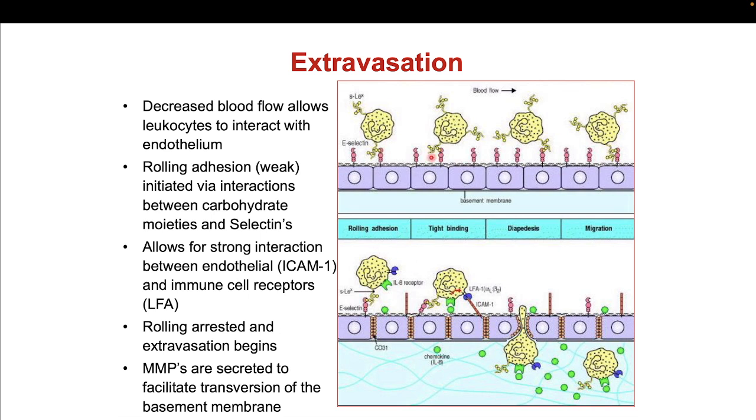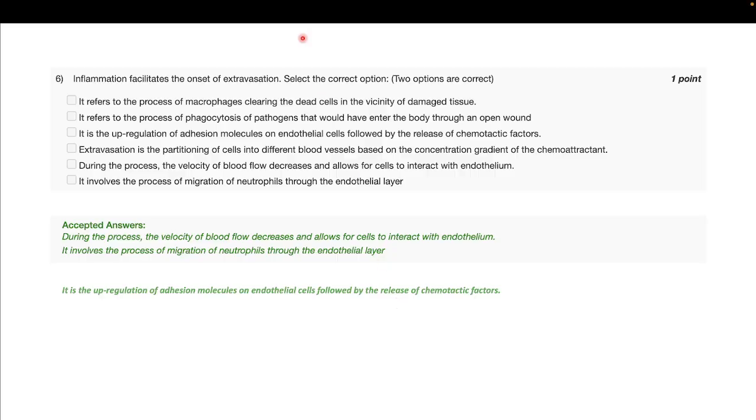So this entire process of capturing of a neutrophil and its entry into the tissue is known as extravasation. So now that you know this, it will be easier to look through the options again. So it refers to the process of macrophages clearing the dead cells in the vicinity of damaged tissue, which is incorrect.